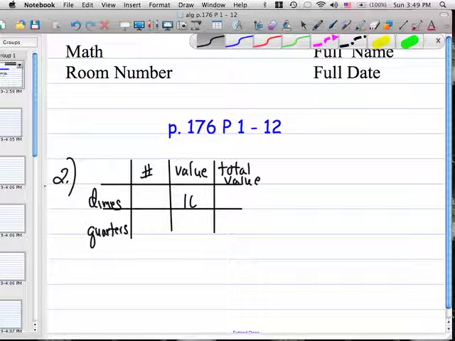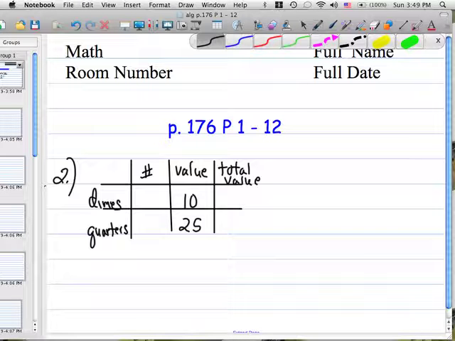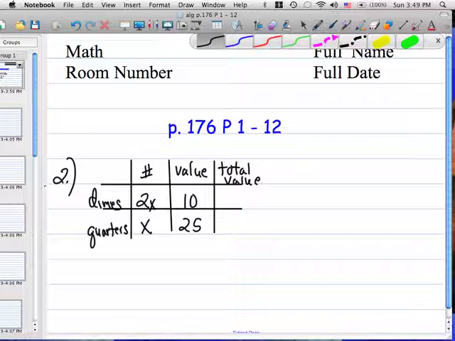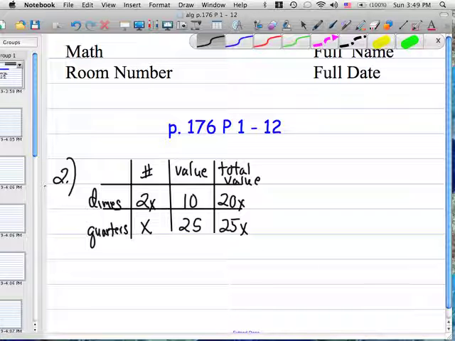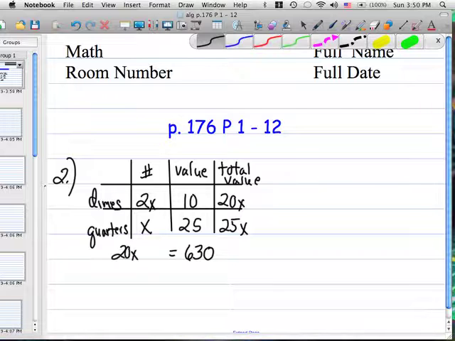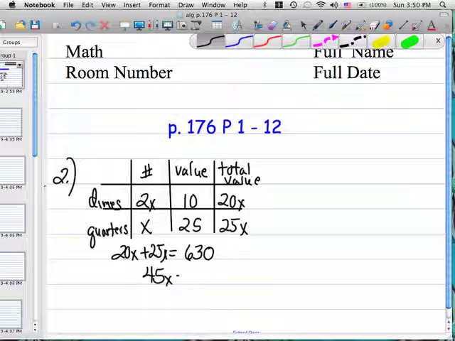We know the value of a dime is 10 cents and a quarter is 25. And it says there are twice as many dimes as quarters. So they're building on quarters. Dimes would be 2x. So the total value of the dimes would be 2x times 10, which is 20x. And the total value of the quarters is 25x. The value of all the coins is $6.30, but since we use 10 cents and 25 cents, we'll use 630 cents for the total. So 20x plus 25x has to equal 630. 45x equals 630.